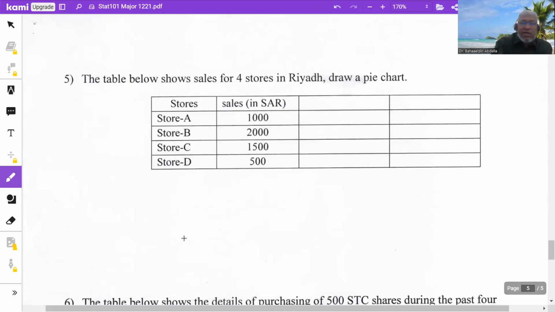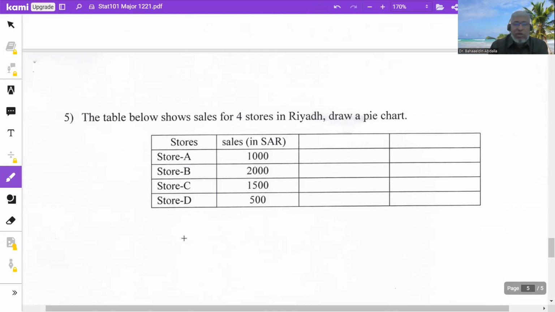The table below shows sales for 4 stores in Riyadh. Draw a pie chart. Well, let me first find the relative frequency, okay? The total is 5,000. So if you divide, this is 0.2, this is 0.4. If you divide by the total 5,000, this is 0.3 and this is 0.1, okay? And the angle, I can find the angle by multiplying 0.2 times 360. Well, the answer would be 72.